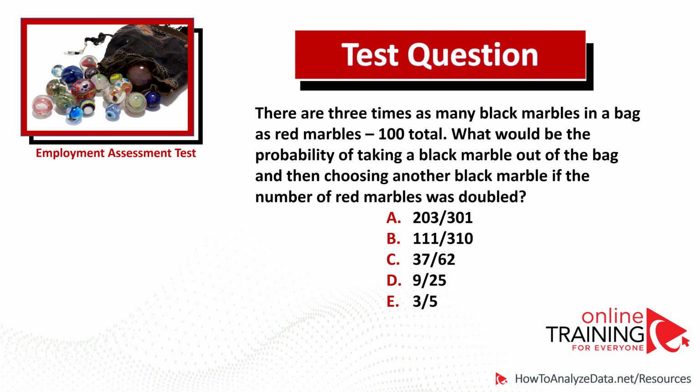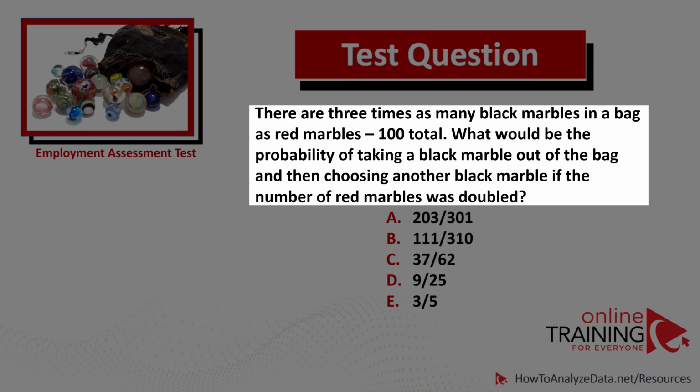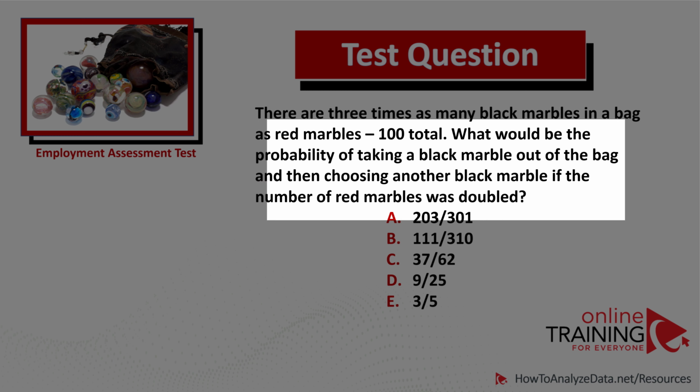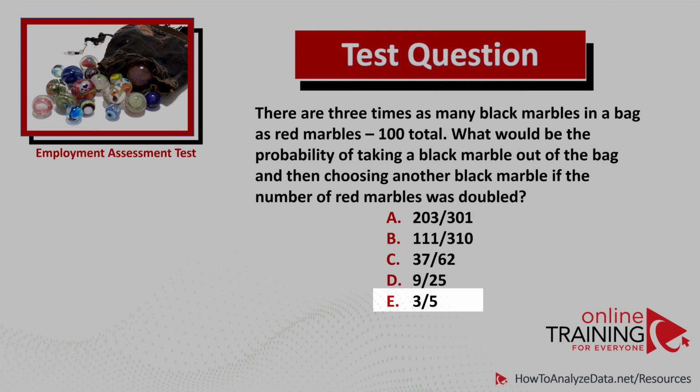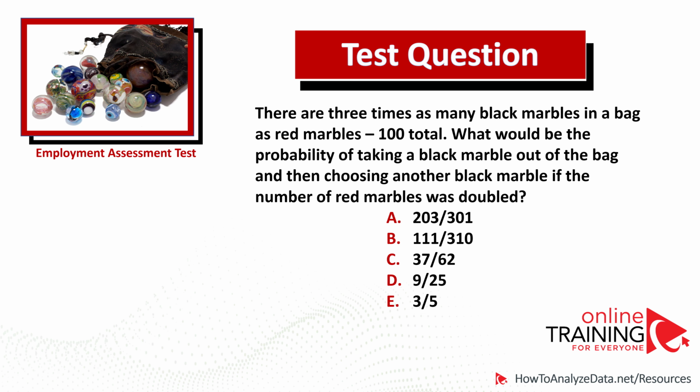Let's look at a very tricky question, which is often used as part of advanced tests. There are 3 times as many black marbles in the bag as red marbles, with 100 total. What would be the probability of taking a black marble out of the bag and then choosing another black marble if the number of red marbles was doubled? And you have 5 different choices: 203/301, 111/310, 3762, 925, or 3/5. Do you think you know the answer? Let's see if we can get to the correct solution together.